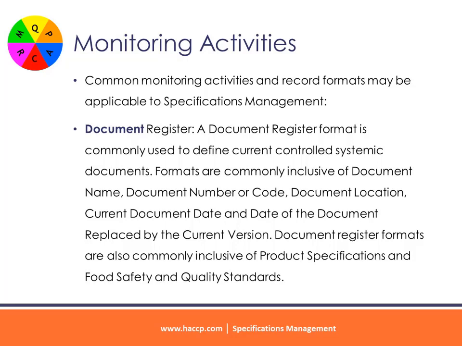Document register. A document register format is commonly used to define current controlled systemic documents. Formats are commonly inclusive of document name, document number or code, document location, current document date and date of the document replaced by the current version. Document register formats are also commonly inclusive of product specifications and food safety and quality standards.